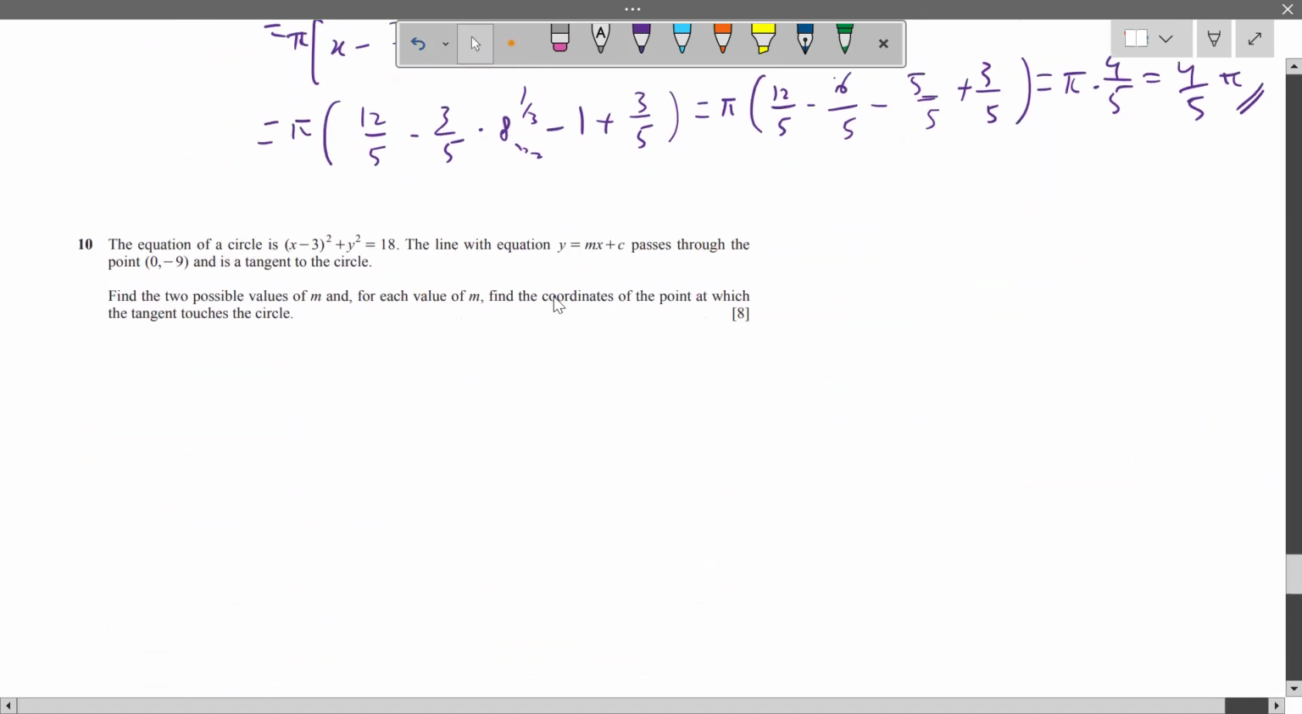The equation of a circle is (x minus 3) squared plus y squared equals 18. The line with equation y equals mx plus c passes through the point (0, negative 9) and is the tangent to the circle. Find the two possible values of m, and for each value of m, find the coordinates of the point at which the tangent touches the circle.